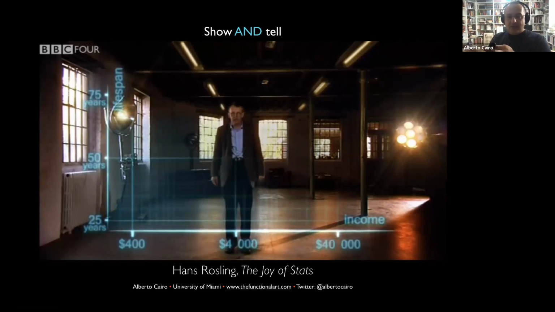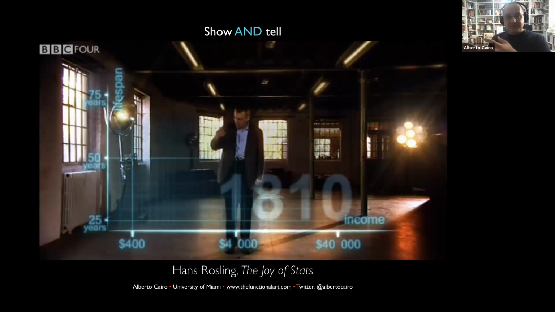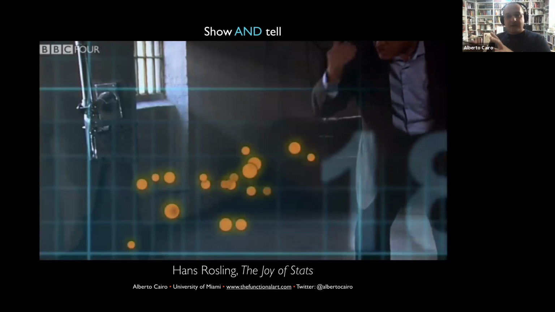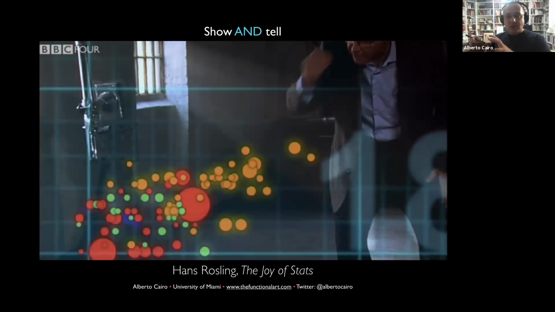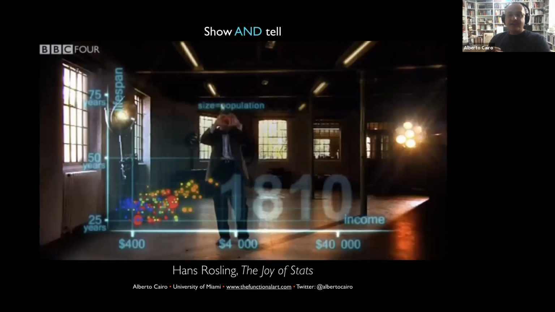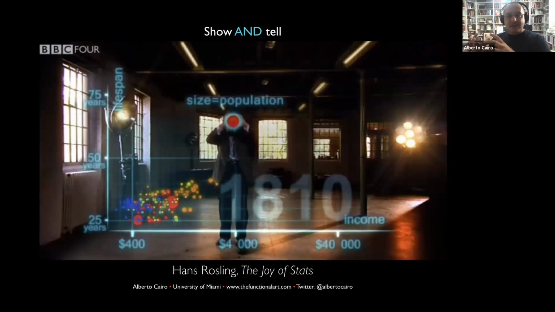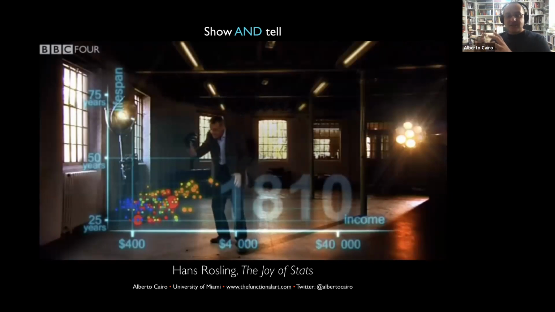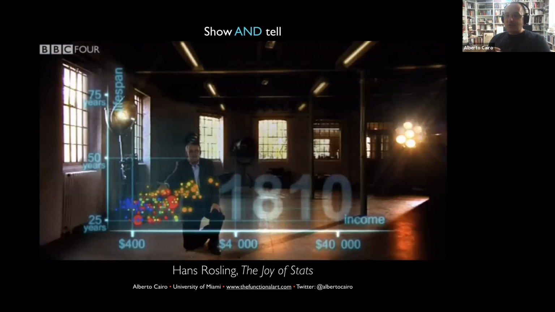Now let's take a look at where all countries were in 1810. Let's make them appear, right? Each one of the colors is going to represent one continent, right? That's the other encoding. We are using color to identify the continents. And then the size of the bubble, that's another encoding. The size of the bubble is representing the population of those countries.